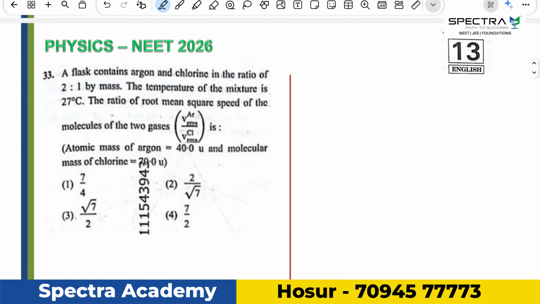Question number 33. A flask contains argon and chlorine in the ratio of 2:1 by mass.